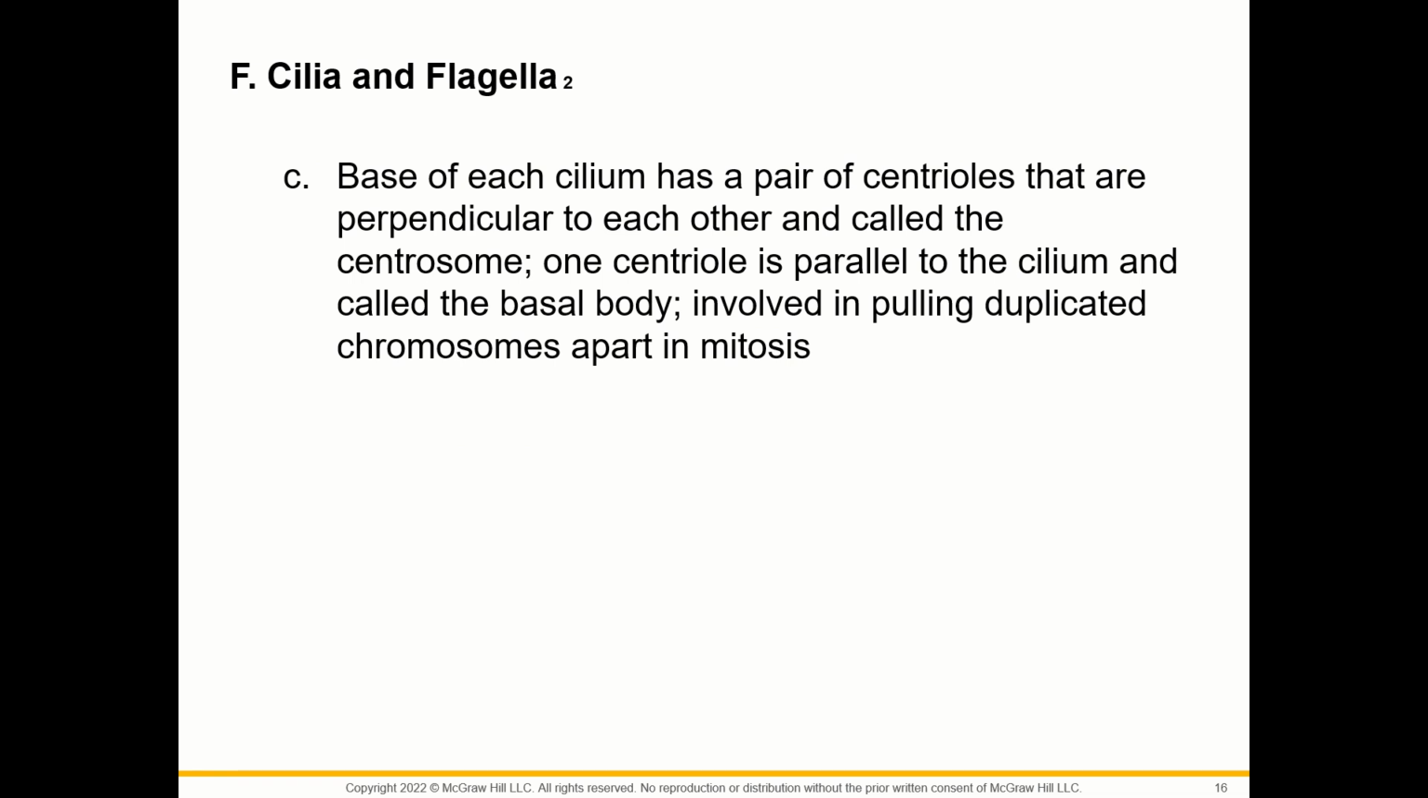We'll go into some detail. But before we do that, the base of each cilium has a pair of centrioles that are perpendicular to each other and called the centrosome. One centriole is parallel to the cilium and called the basal body, and it is involved in pulling duplicated chromosomes apart in mitosis. And I mentioned before that this is only found in animal cells.